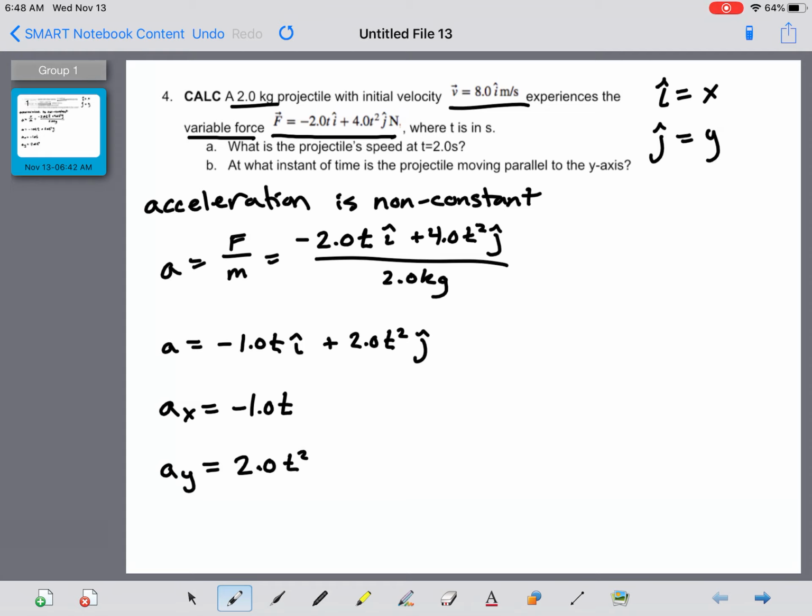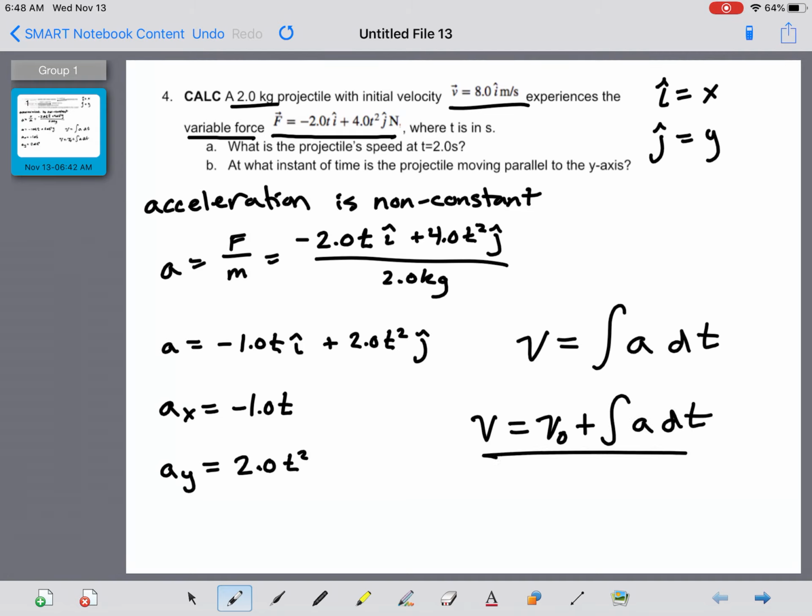So that's step 1. Step 2, we want to determine velocity from acceleration. How do we get velocity from acceleration? Well, velocity is just equal to the integral of acceleration with respect to time. One addition to this is that we need to add on the initial velocity. So we're going to get some expression that looks like this. We're going to need to do this in each direction. That's why we needed to get the accelerations in each direction.